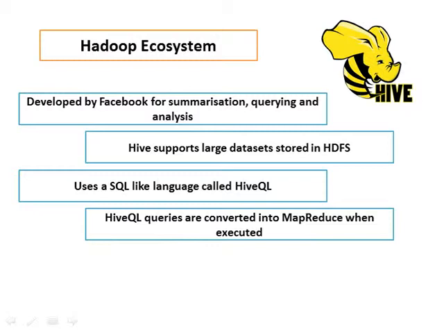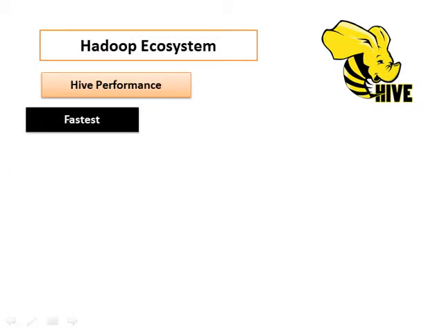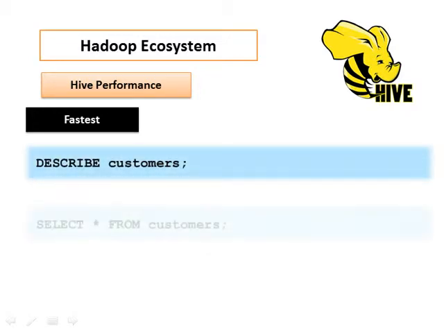HiveQL queries are converted into MapReduce when executed. Hive supports built-in and custom user-defined functions, also known as UDFs. We'll now talk about Hive's performance from fastest to slowest. The fastest query that will run will be a describe query, which uses the metadata.